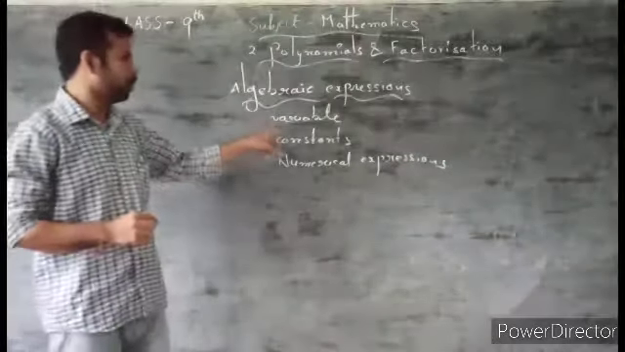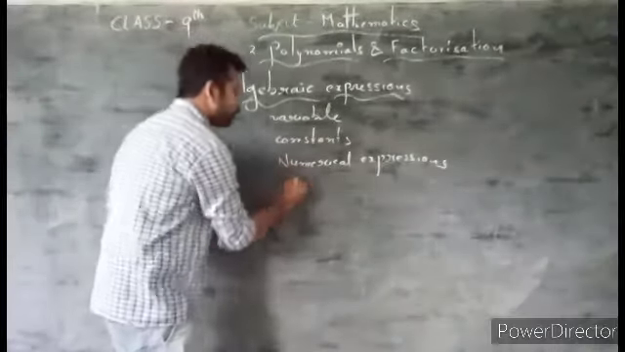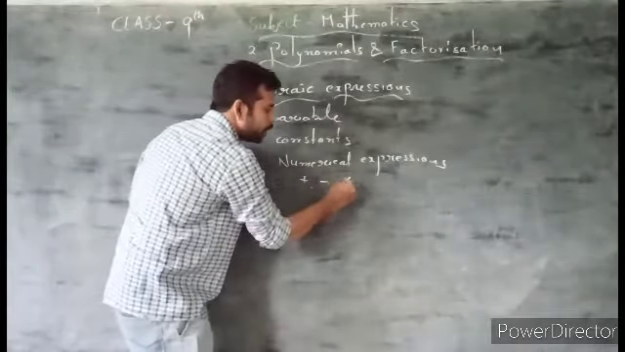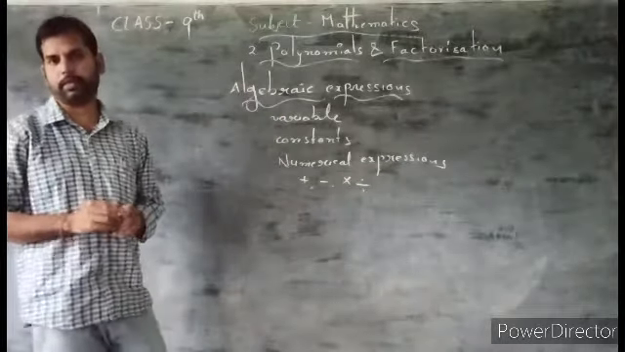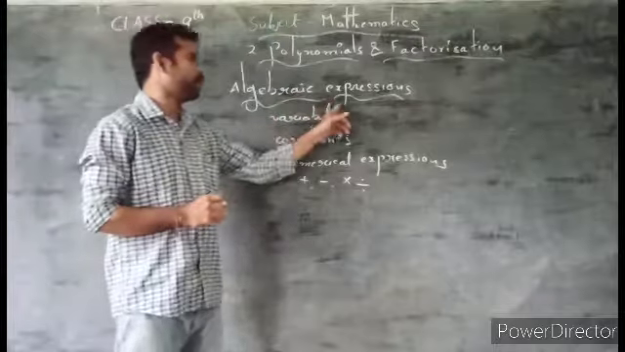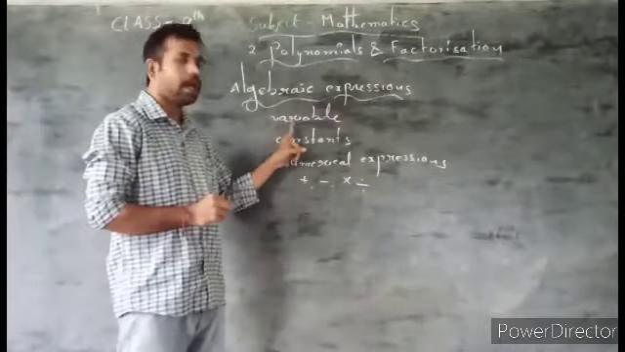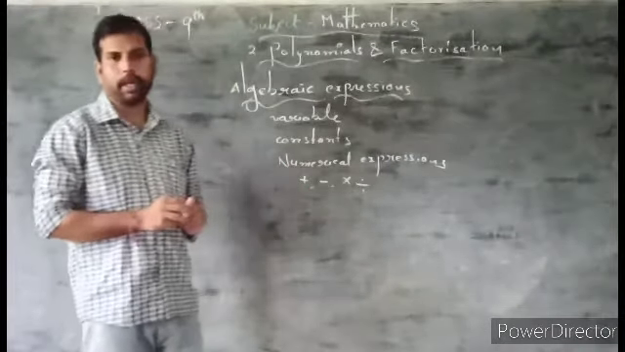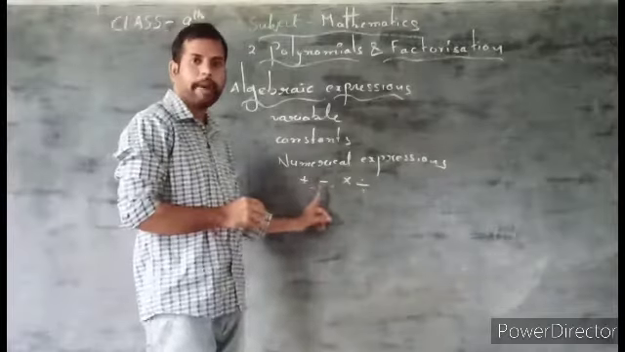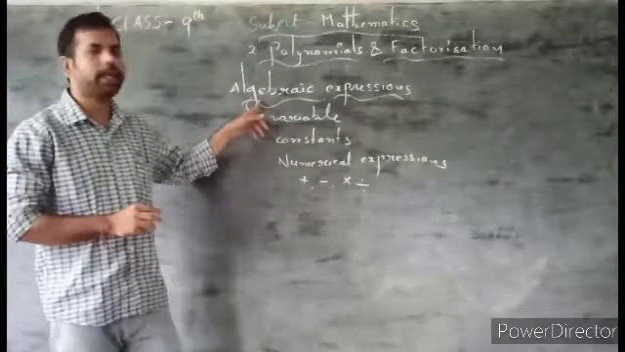The combination of the variables, constants, numerical expressions involved by the operation of plus, minus, into, divided by is called an algebraic expression. So what are the algebraic expressions? It means the combination of the variables, constants, numerical expressions by the operation of plus, minus, into, divided by is called an algebraic expression.